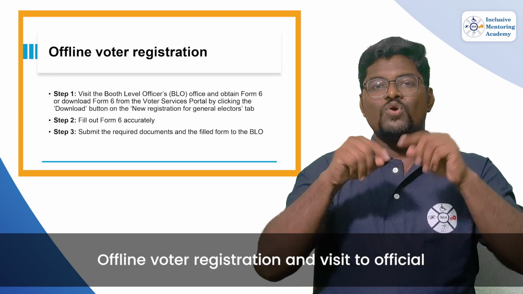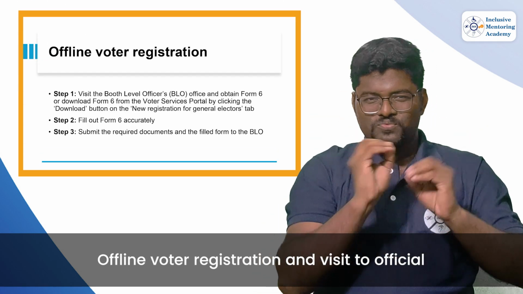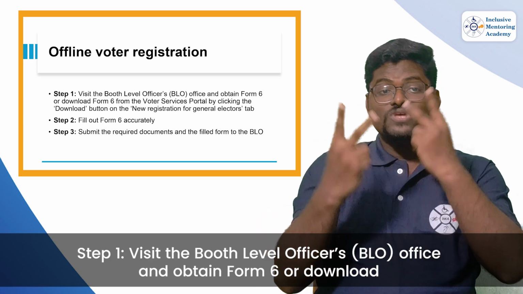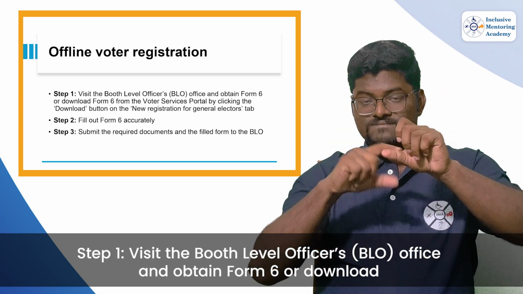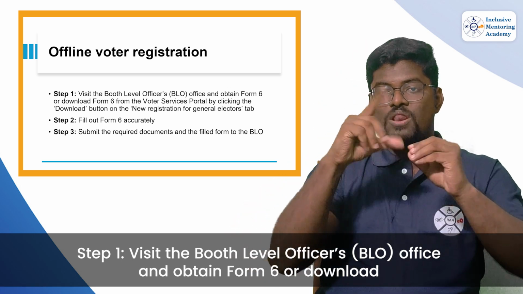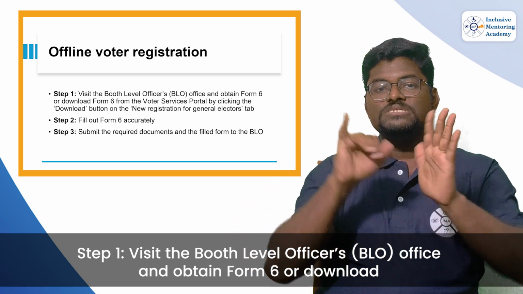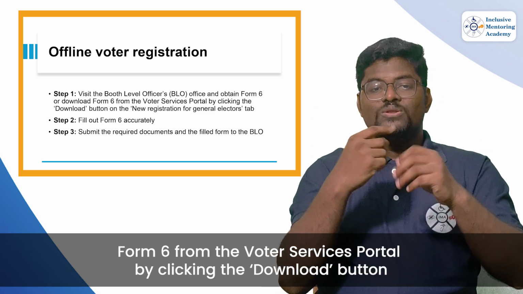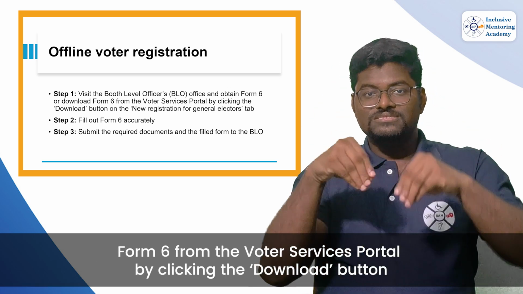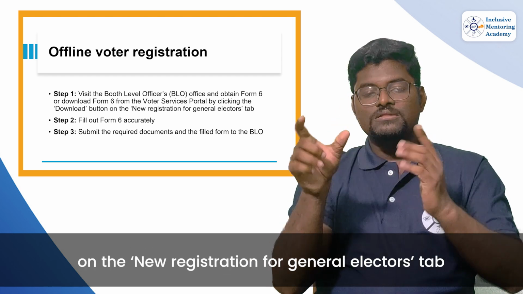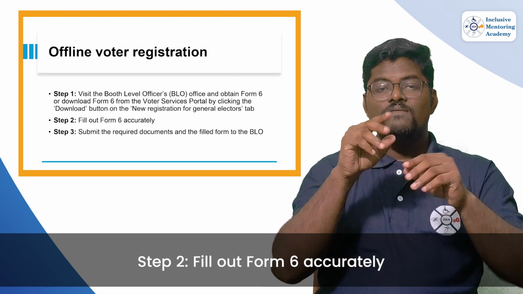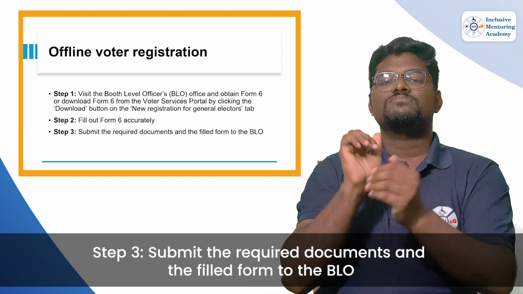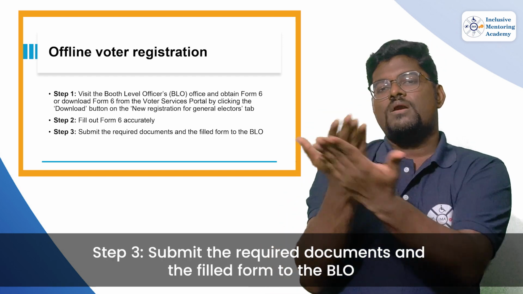Offline voter registration. Step 1. Visit the Booth Level Officer, BLO, office and obtain Form 6 or download Form 6 from the Voter Services portal by clicking the Download button on the New Registration for General Electors tab. Step 2. Fill out Form 6 accurately. Step 3. Submit the required documents and the filled form to the BLO.